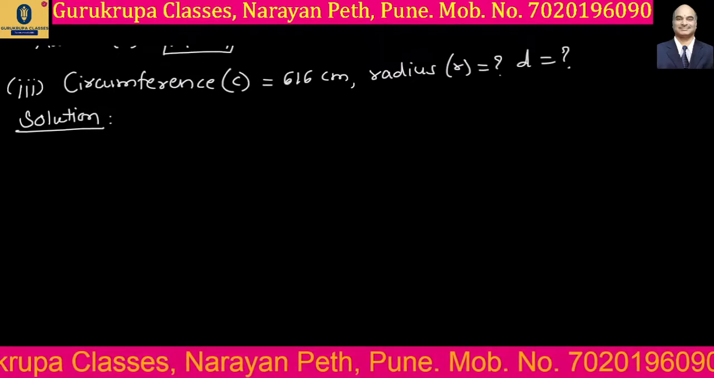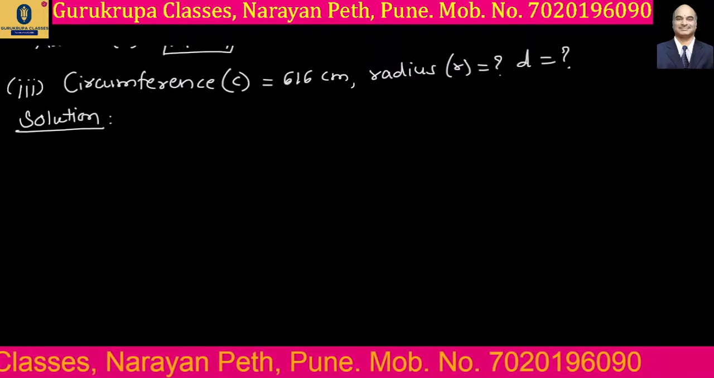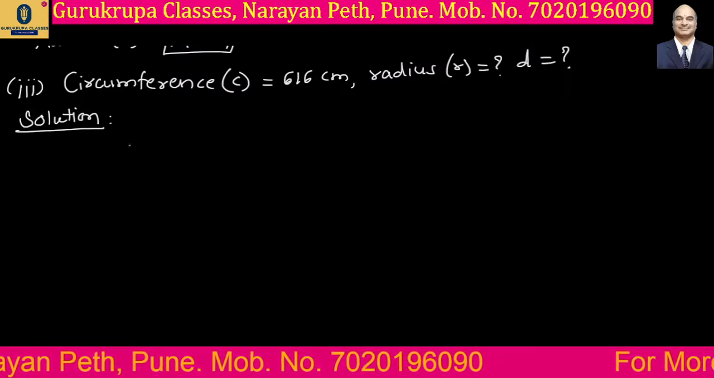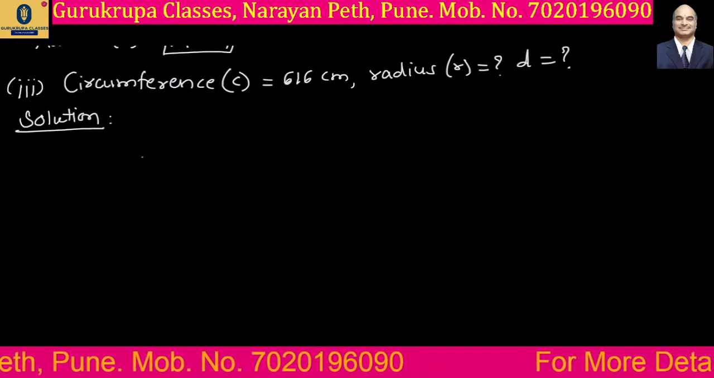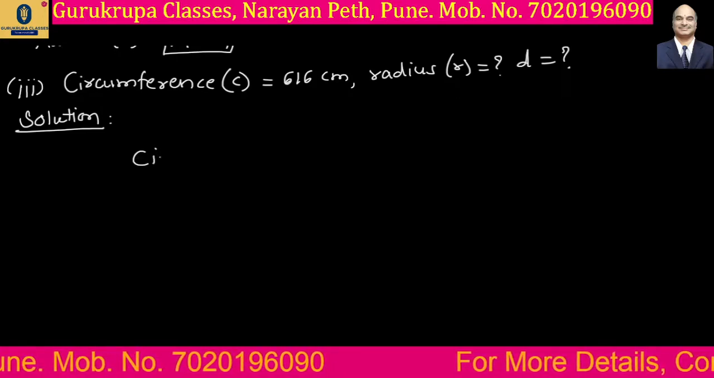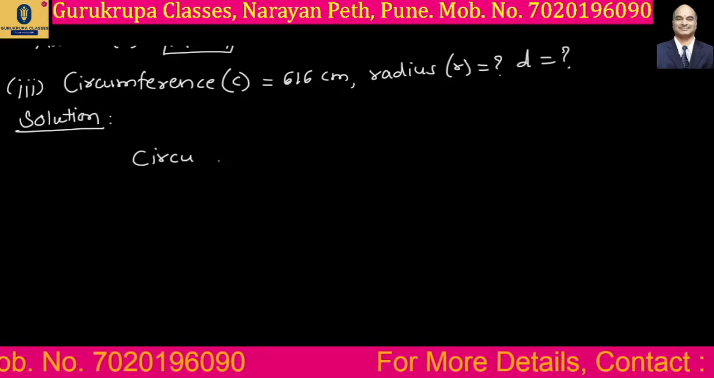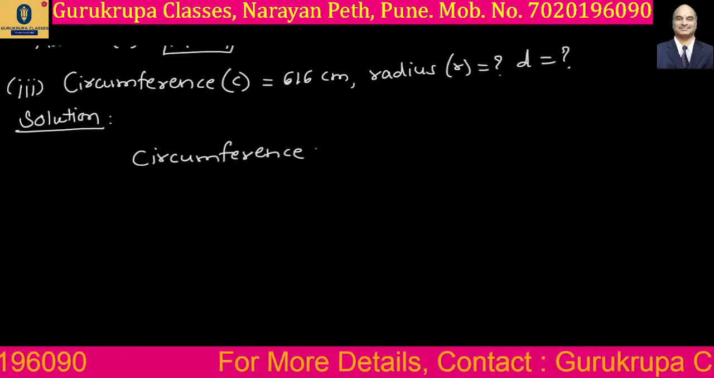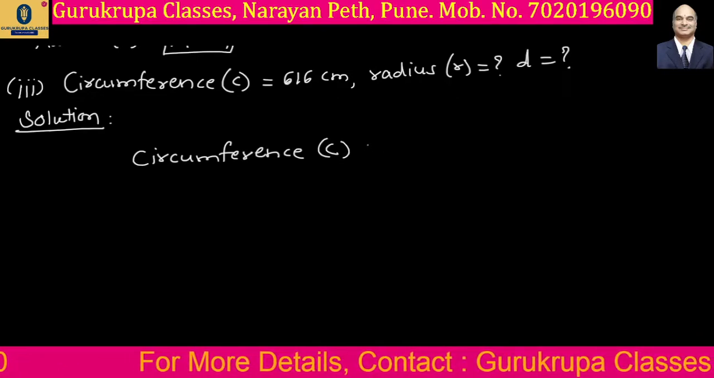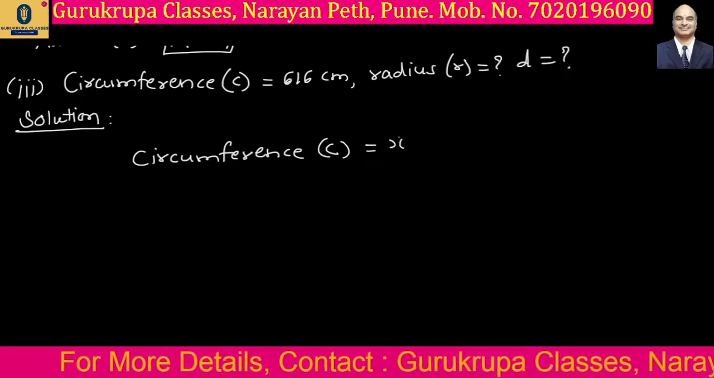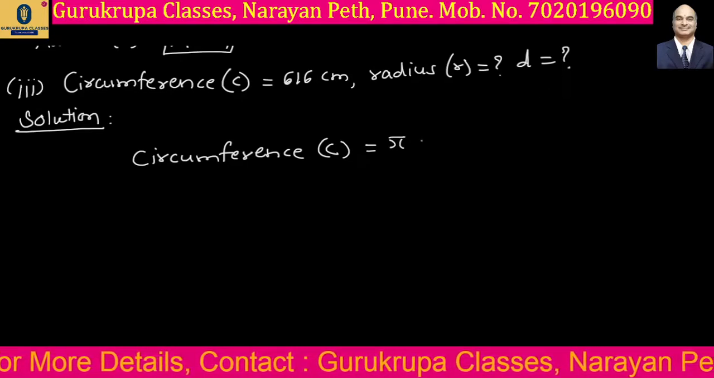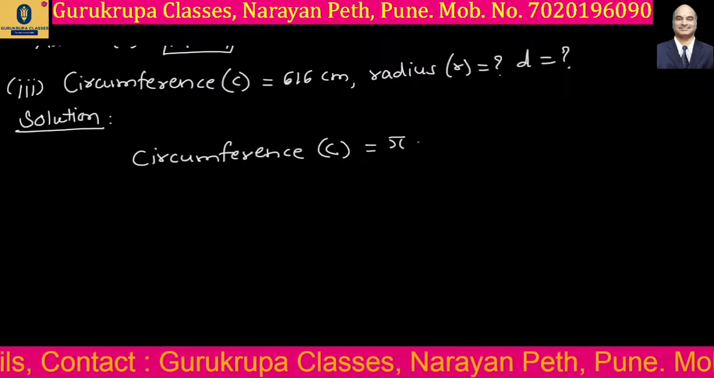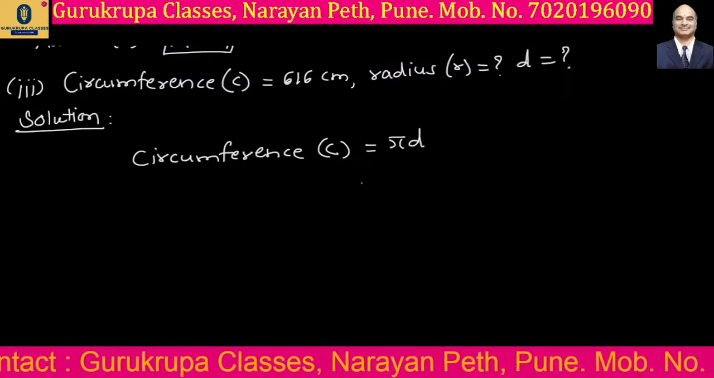Okay, last one, the third sum we are going to take here. The third sum, today's last sum, circumference is provided to you. You have to find the radius. So here we just write down the formula for the circumference. That is, circumference C is equal to pi into D, or 2 pi r, whatever the formula you use, pi d formula we take here.